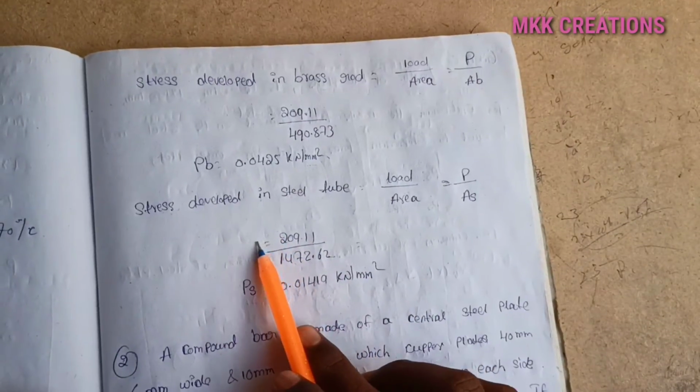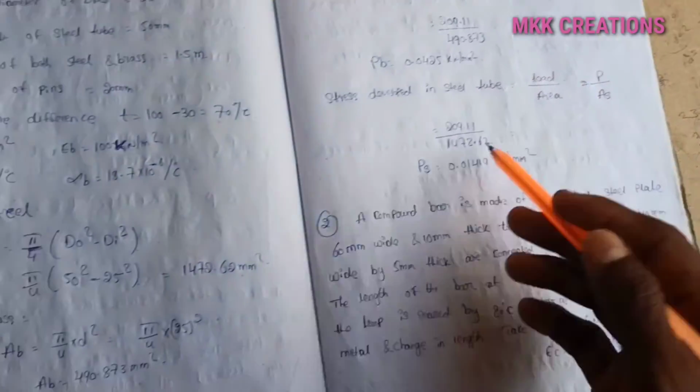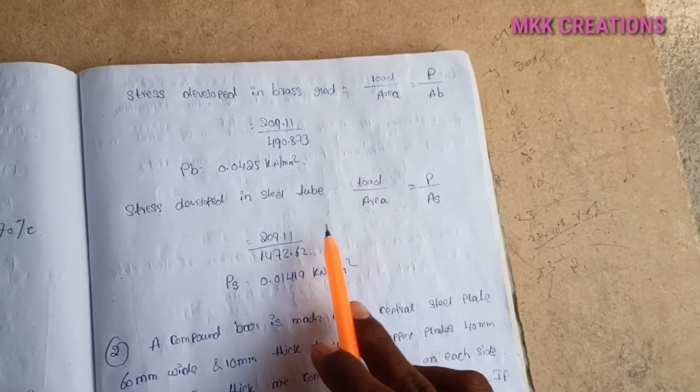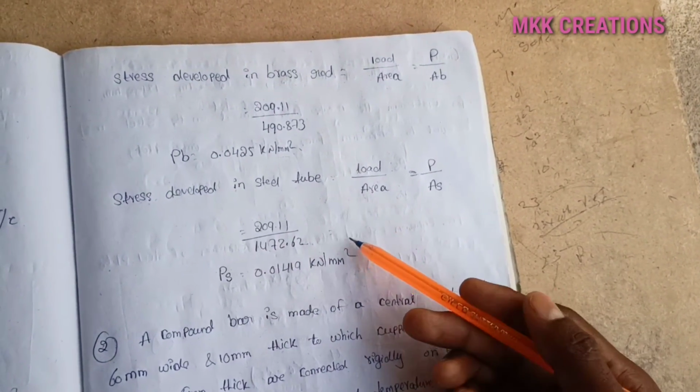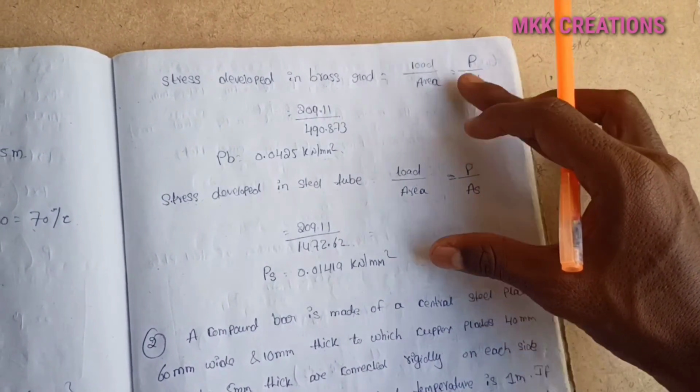Now similarly with the steel, load by area. We already know the area; we found 1472.62, and the load value we found. So if we substitute in the calculator we get the stress value in steel, PS. Like this we want to calculate the stresses.